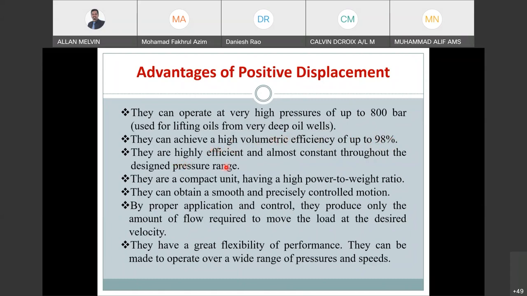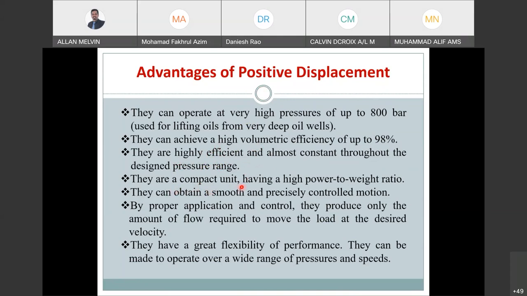Okay, they are highly efficient and almost constant throughout the design pressure range. Normally when you want to do some operation or some system, you will have a pressure range. So this system can operate from this pressure range to this pressure range. So hydraulic pumps are highly efficient, almost constant throughout the pressure range. So these are some of the advantages of the positive displacement.